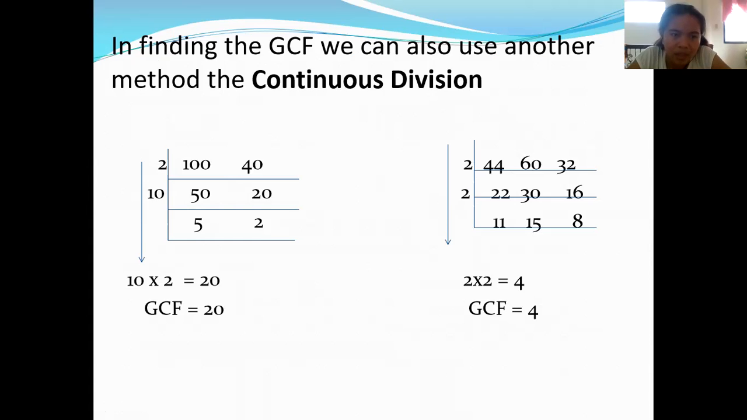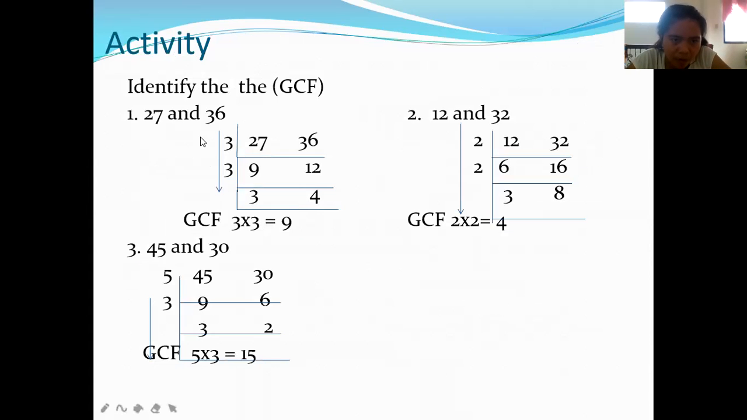Okay. So, identify the GCF. We have here 27 and 36. So, 27 and 36 can be divided by 3, right? 27 divided by 3 is 9. 36 divided by 3 is 12. Then 9 and 12 can be divided again by 3. 9 divided by 3 is 3. 12 divided by 3 is 4. So we bring down the numbers at the side. 3 times 3 is equals to 9. So, the GCF of 27 and 36 is equals to 9.